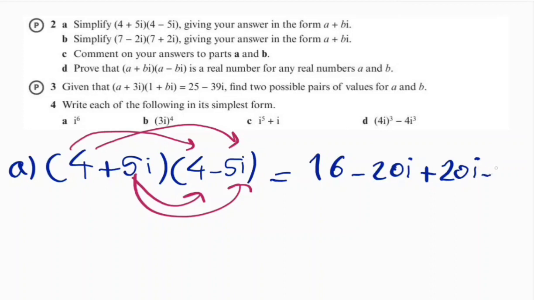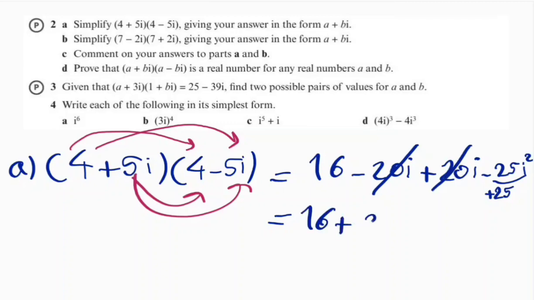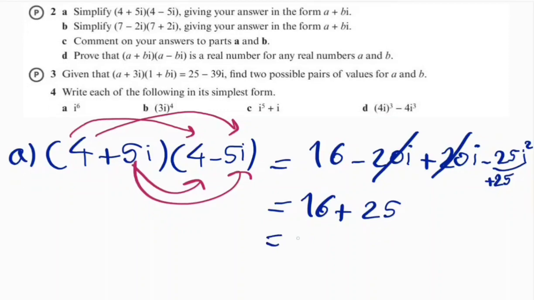So let's write it down first. Minus 25i squared. But i squared is -1, so -1 times -25 gives us plus 25. And we can now simplify this. So -20i plus 20i is 0. 16 plus 25 is equal to 41. And this is the final answer.